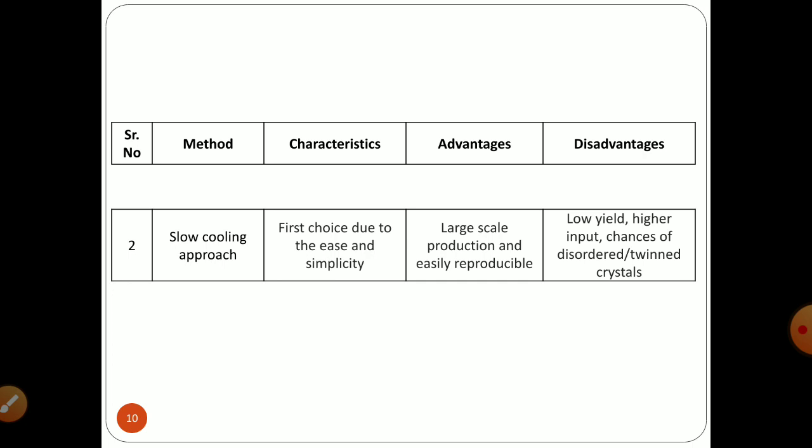Means you need to heat the solution above boiling point, and in the case of water, that is below boiling point. The Dewar flask is left in these conditions for several days. This technique may further be improved to obtain better crystal forms using different solvent mixtures. So you can have large scale of production and you can easily reproduce that material. But the disadvantage associated with this method is their yield value. This method gives a low yield with the chances of disordered and twinned crystals.